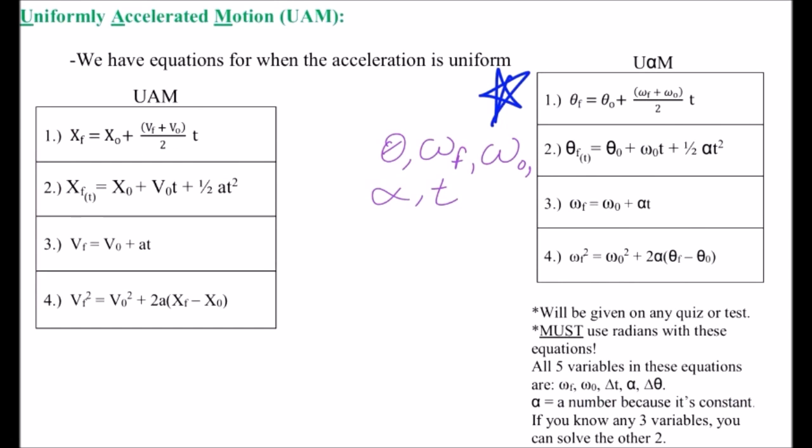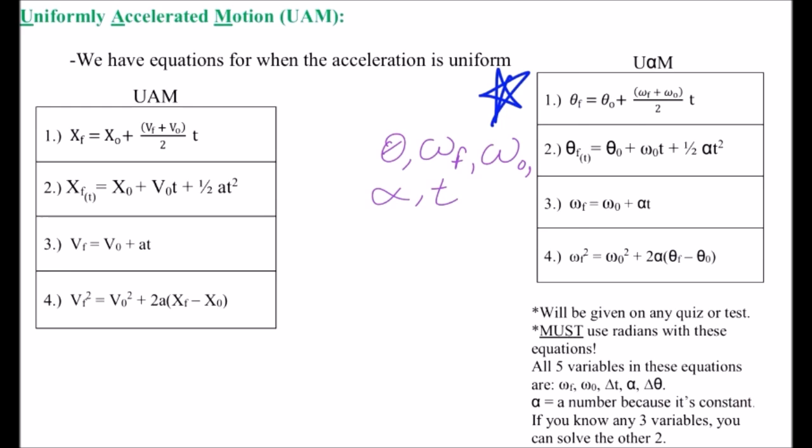Okay. Like Graham said, these are boxed, so I will give this to you on any quiz or test. Some key important things about these equations: you must use radians when you're plugging into these equations. You cannot use degrees, you cannot use revolutions. You have to be in radians. So if I give you your theta in degrees or revolutions, you need to convert it, okay?